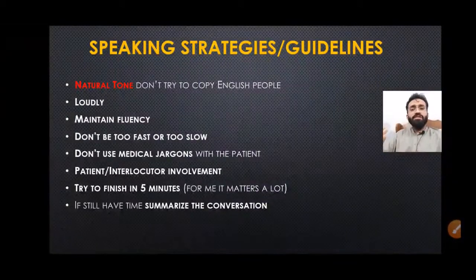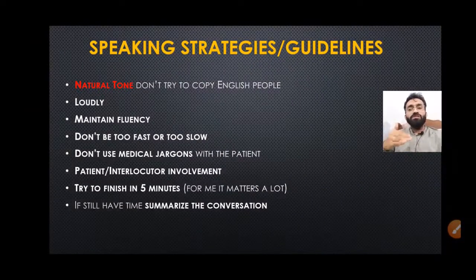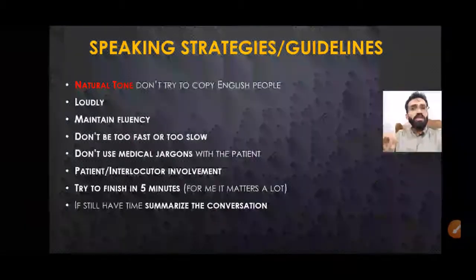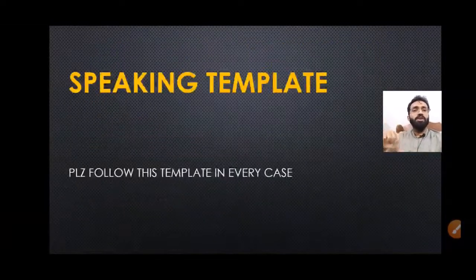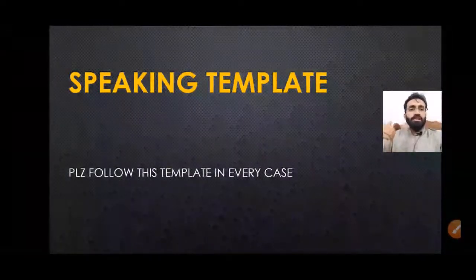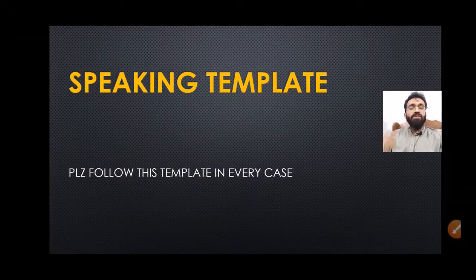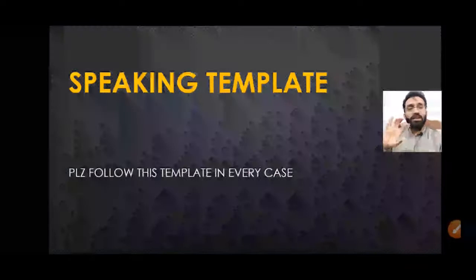But if you still have some time after the completion of the card, then you can summarize the conversation. Okay. So be in a natural tone, be loud, maintain the fluency, and try to complete in 5 minutes. These are the basic strategies for OET speaking. Now guys, I will tell you about the speaking template. I will tell you how you can introduce yourself, how you can get the history from the patient, how you can examine the patient, how you can reassure, how you can sympathize with the patient, and how you can end the conversation.